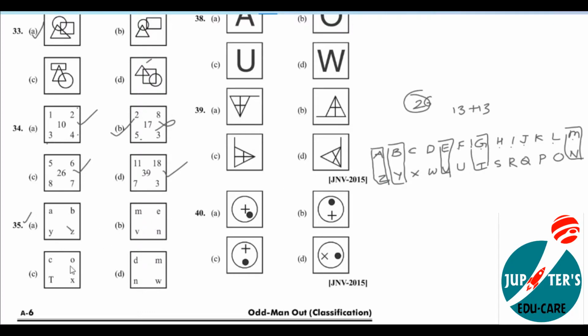Okay, we will check all. C opposite X. Yes, we have C opposite X, but T opposite O is not there. In case of option D, D opposite W, we are checking here. Yes, we have D opposite W. Next, N opposite M, means where is N? Yes, here we have N opposite M. But in case of option C, we can observe here T opposite O is there, but here we have T opposite G. So C is our answer here.